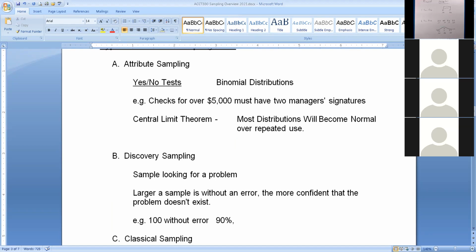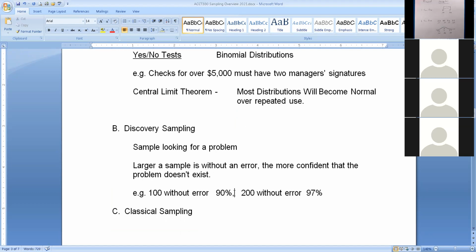If you get to 200 items without error, maybe you are 97% sure that it doesn't exist, and so on and so forth. So at some point you can keep testing, and at some point you're going to get up to the 99% level that you'd be fairly certain that it doesn't exist.